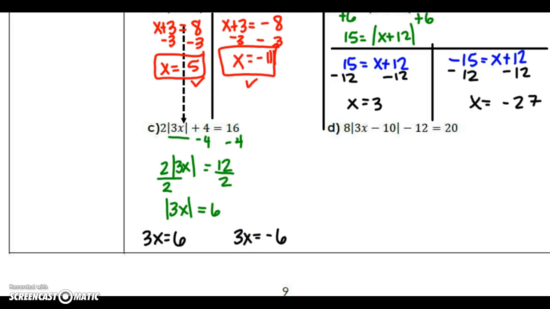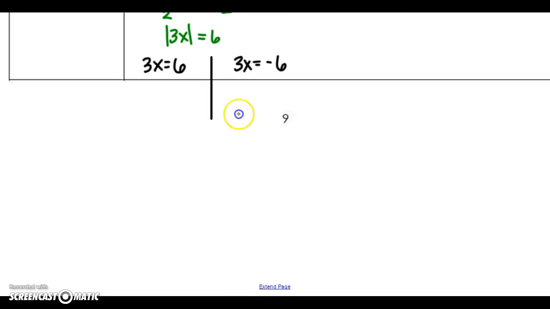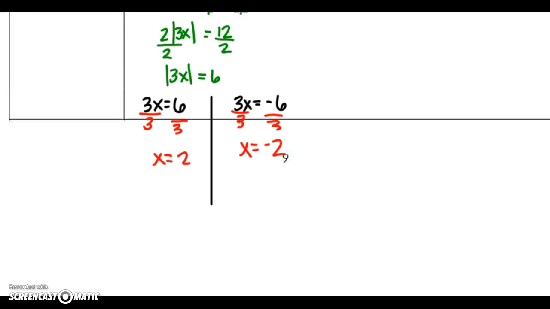Make sure to wait to set up these two equations once your absolute value is all alone. Very, very important. Once that absolute value is all alone, then set up your two equations. And now we can go ahead and solve. So dividing by 3, x equals 2. Dividing by 3, x equals negative 2. And plug them back in to check.